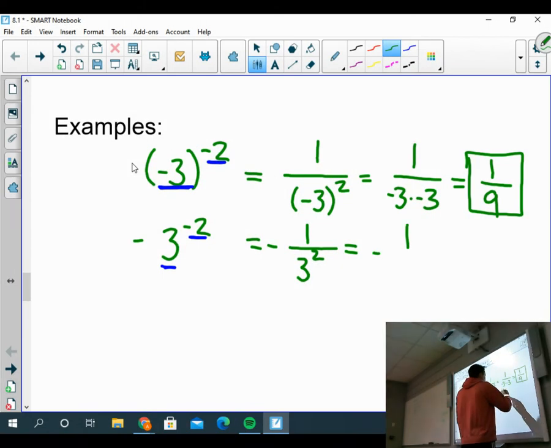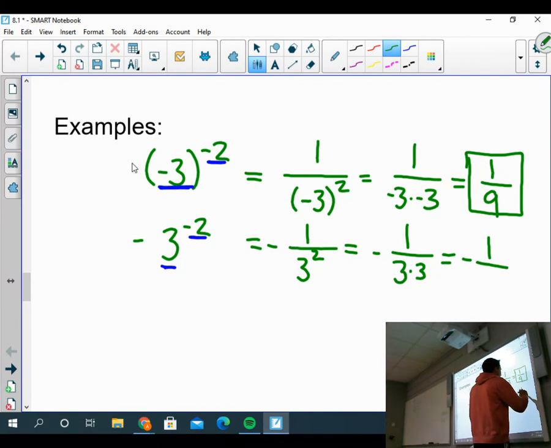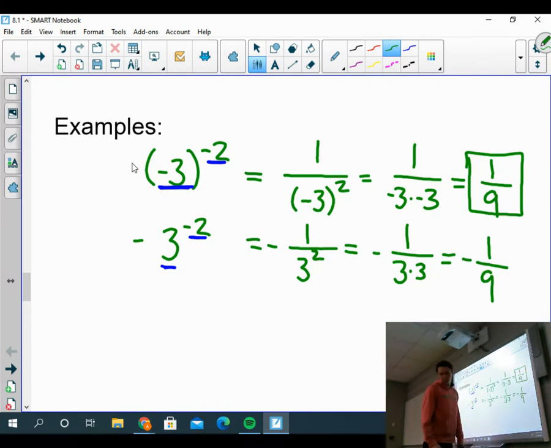And so what we really have going on here is negative, and then we have 1 over 3 times 3. What is that going to leave us with? That will leave us with -1/9. Okay? So again, the difference here is because the parentheses are not there, only the 3 is being applied to the exponent.